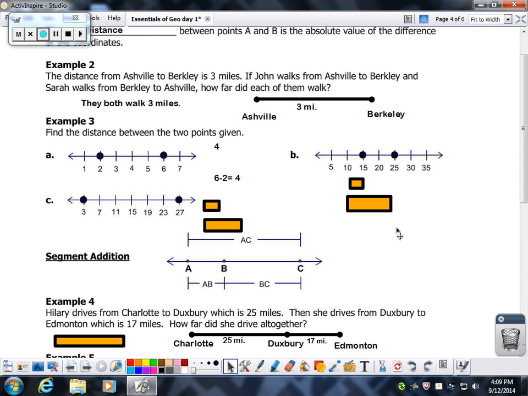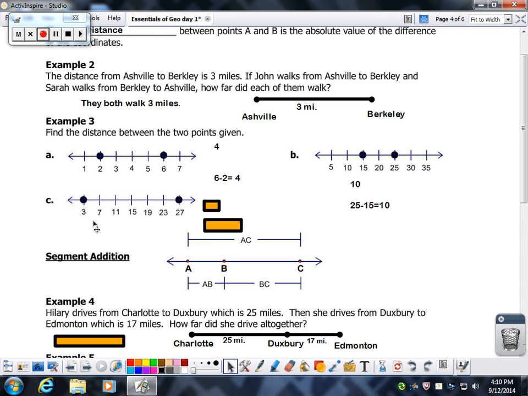This will come in more handy in example B, as this time if you notice each dash is represented by 5. So 5, 10, 15, 20, 25, 30, 35, we're not going up by 1s, we're going up by 5s. So the distance from 15 to 25 is going to be 10. Or if you did the subtraction method, you would do 25 minus 15 and you still get 10. Either way works.